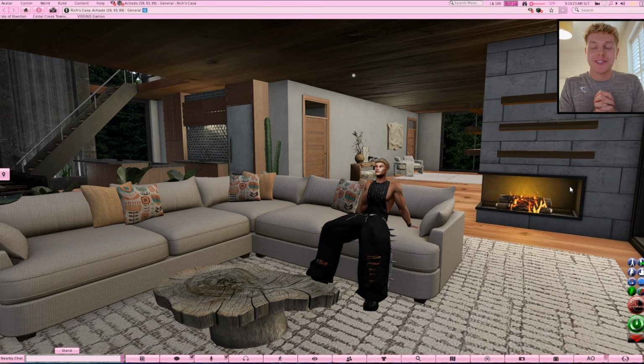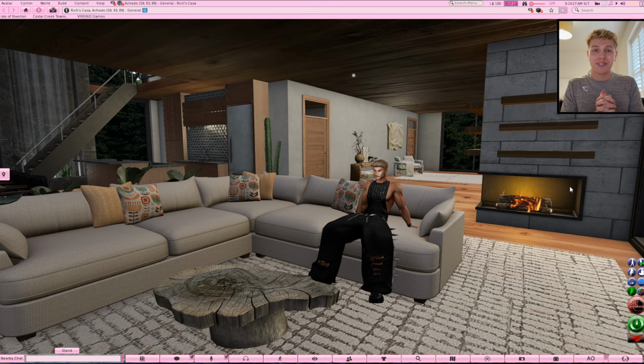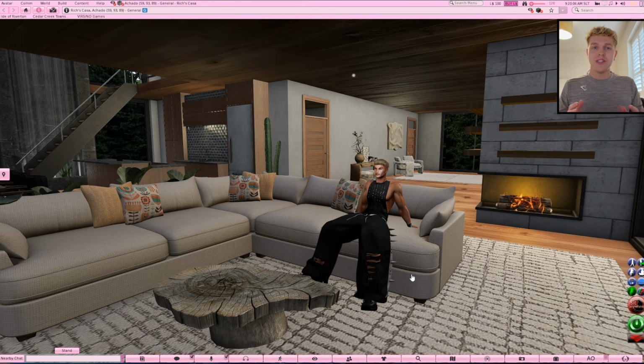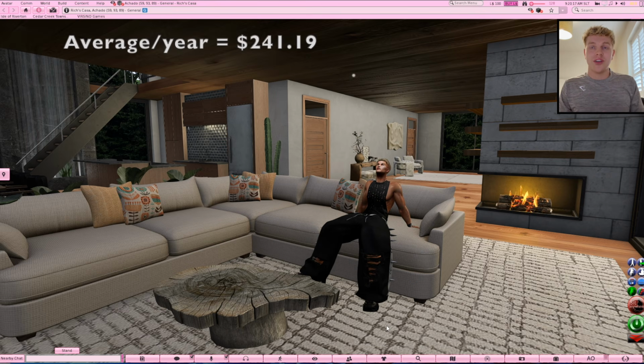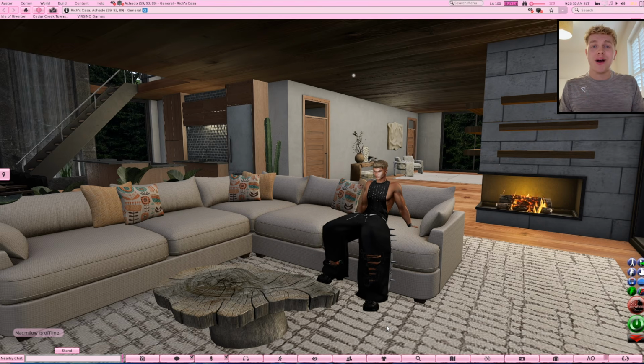Looking back at 2008, so that first year when I spent $1,226.47, I clearly had no concept of money, and I've definitely improved. If we divide that over 18 years, it comes to $241.19. That sounds like quite a lot to me.